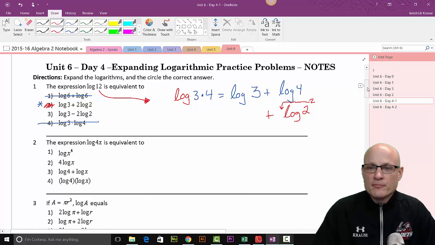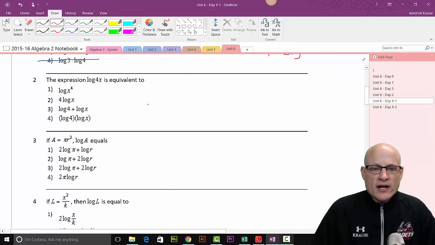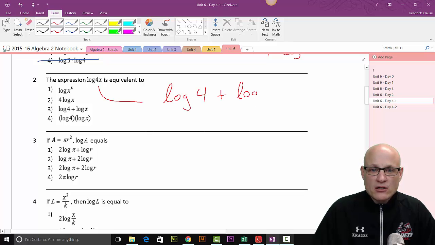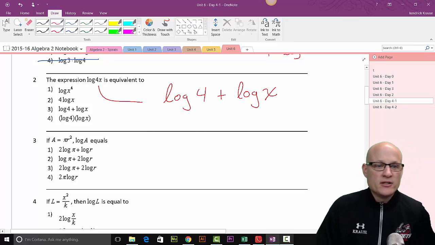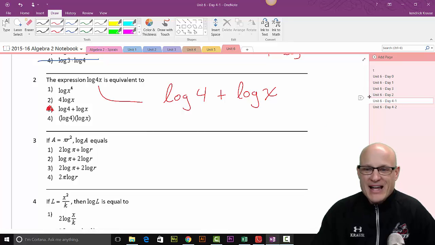All right, one done. A few more. Log of 4x. So it's multiplication. This again is the log of 4 plus the log of x. Do they have that one? Perfect. That was easy. Not a problem. Bodied.